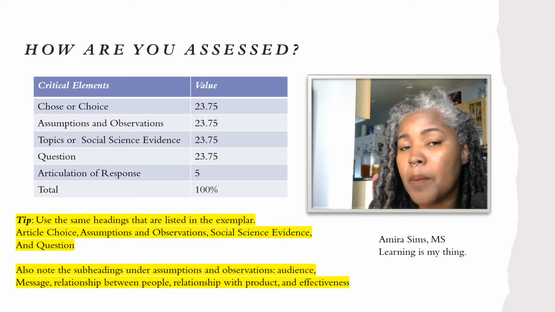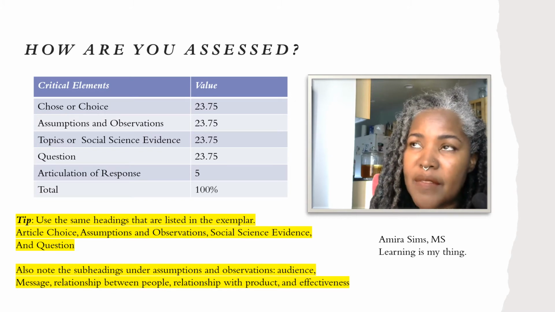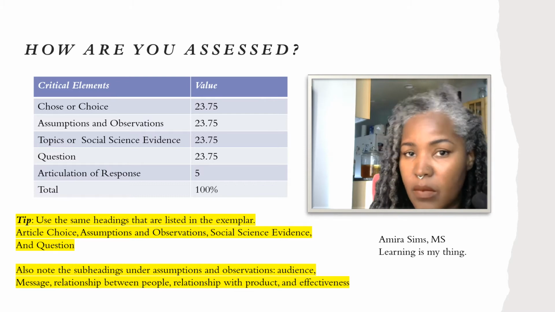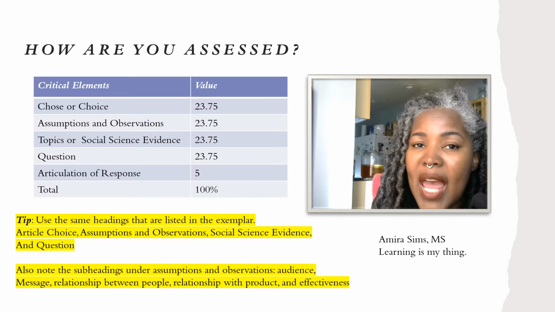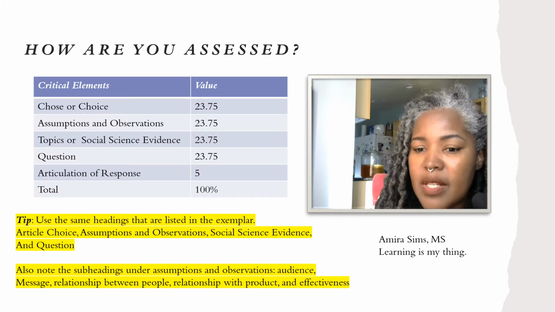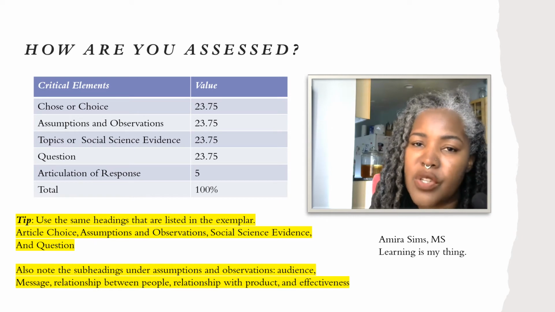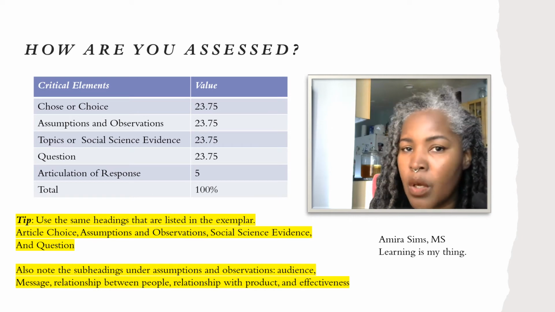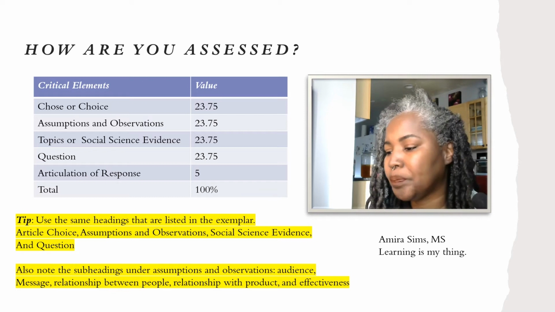If you notice in the exemplar, they actually have a reference list. Okay, so the more you can use actual social scientific evidence, the higher the chance that you're going to get full credit for this particular portion of the assignment.